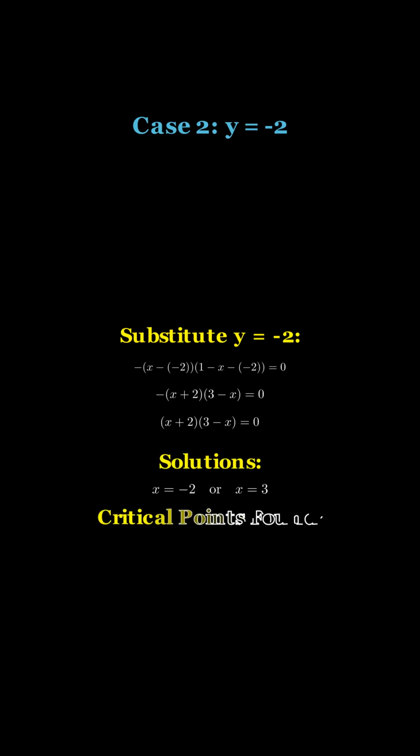We have the equation negative of (x plus 2) times (3 minus x) equals 0, which means (x plus 2) times (3 minus x) equals 0. This gives us two solutions. x equals negative 2 or x equals 3. Therefore, we have two more critical points. (negative 2, negative 2) and (3, negative 2).